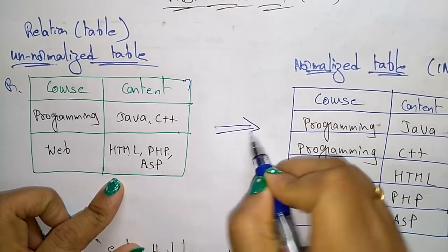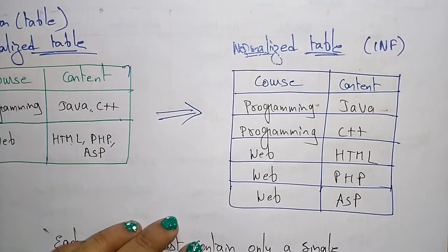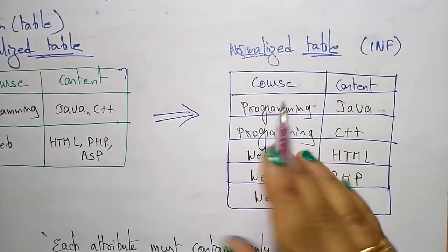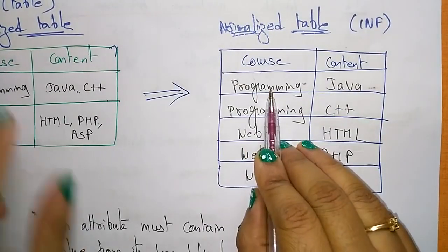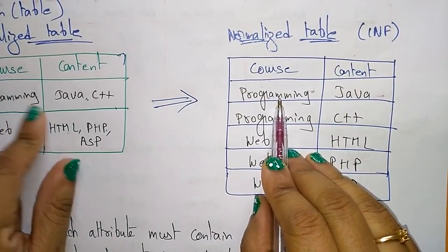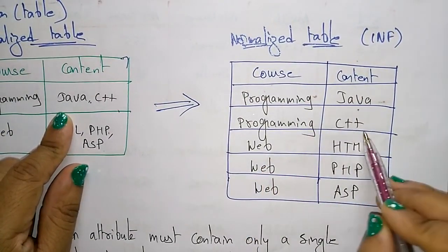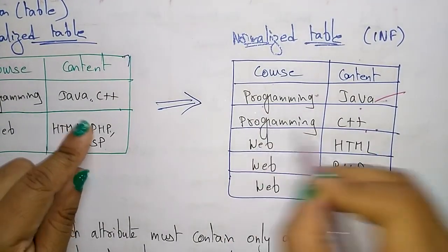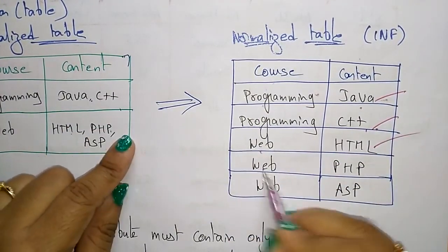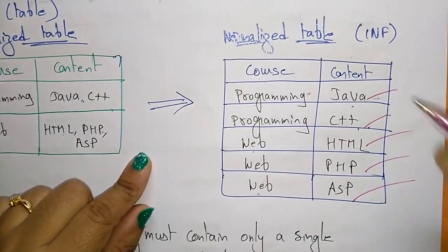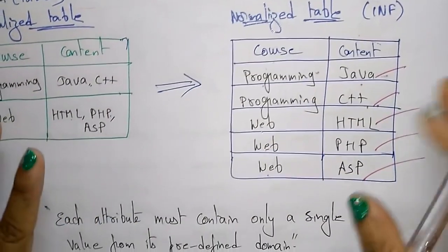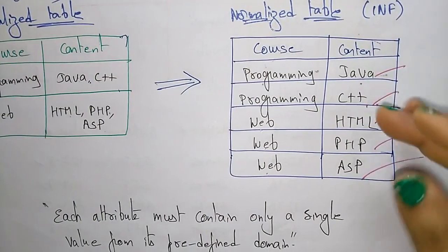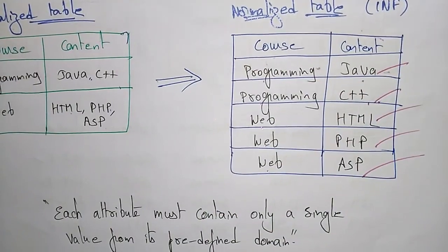Now I am converting this table into a normalized table. How is this table converted into 1NF? Course, content. Each value should be placed in another tuple: programming Java, programming C++, web HTML, web PHP, web ASP. Here I have taken content as the primary key. Now there are no multiple values, so you can say this table is in normalized form.